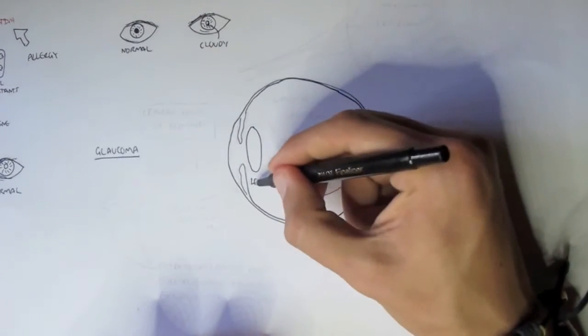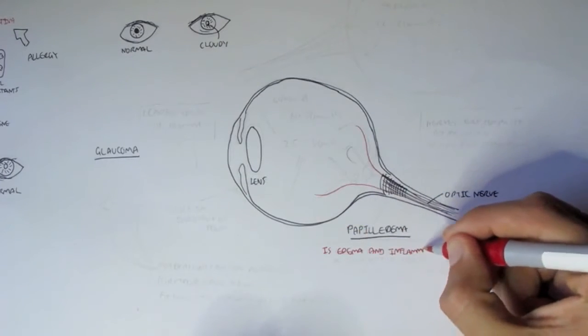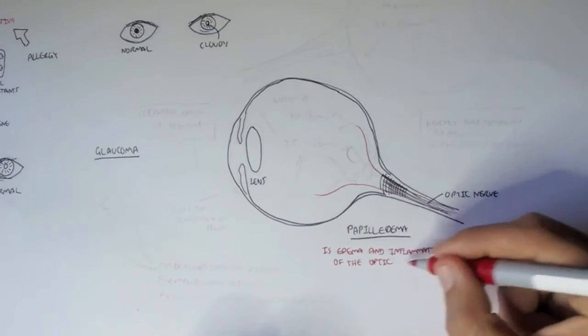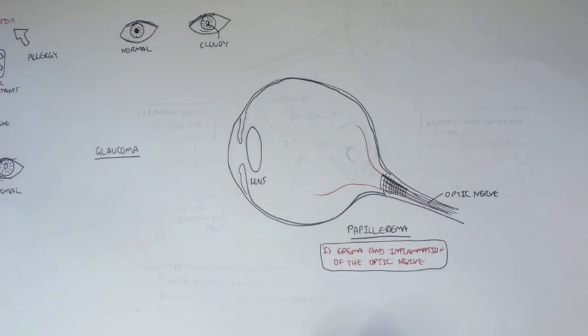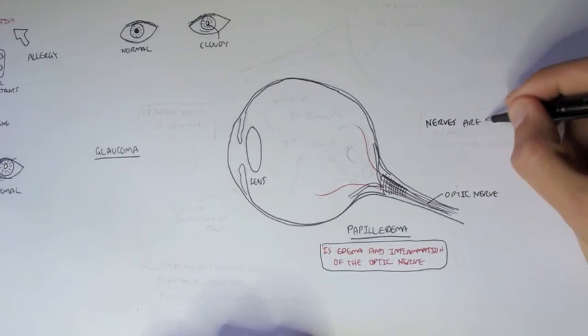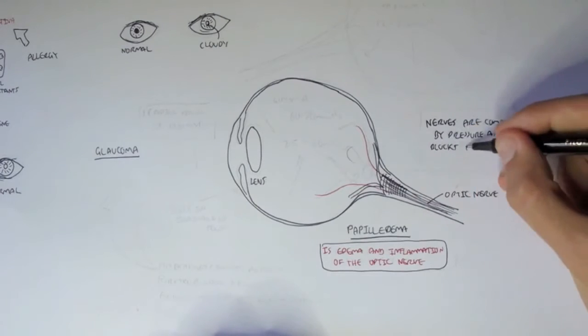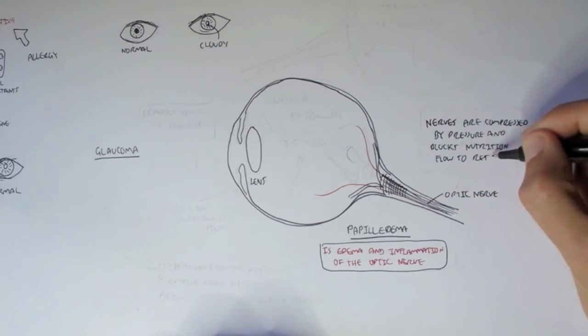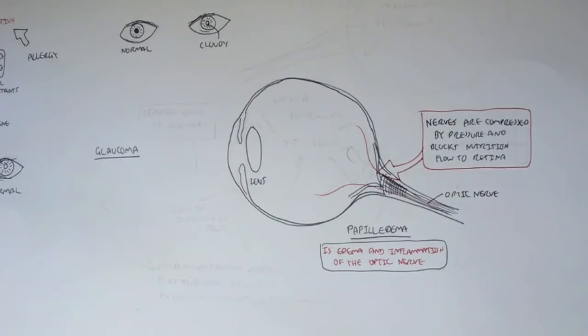Now, papilledema is essentially edema and inflammation of the optic nerve, which is formed by the retina with other cells around there. What edema and inflammation can cause is nerves around the area to be compressed by the pressure. And what this does is block nutrition flow to the retina, which can lead to vision impairment and even blindness.